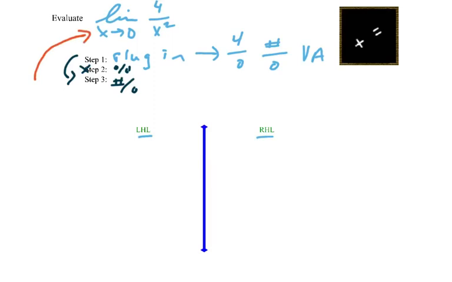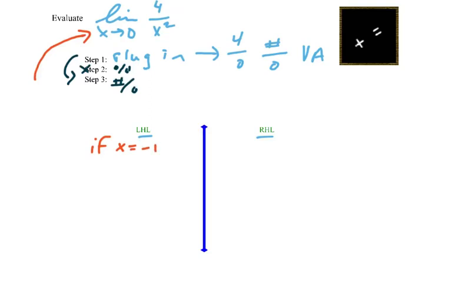Why am I choosing 0? Because 0 is my original x value that I'm looking to approach. So what is a number directly to the left of 0 on the number line? Well, that would be if x equals -1. So what am I going to do with that?